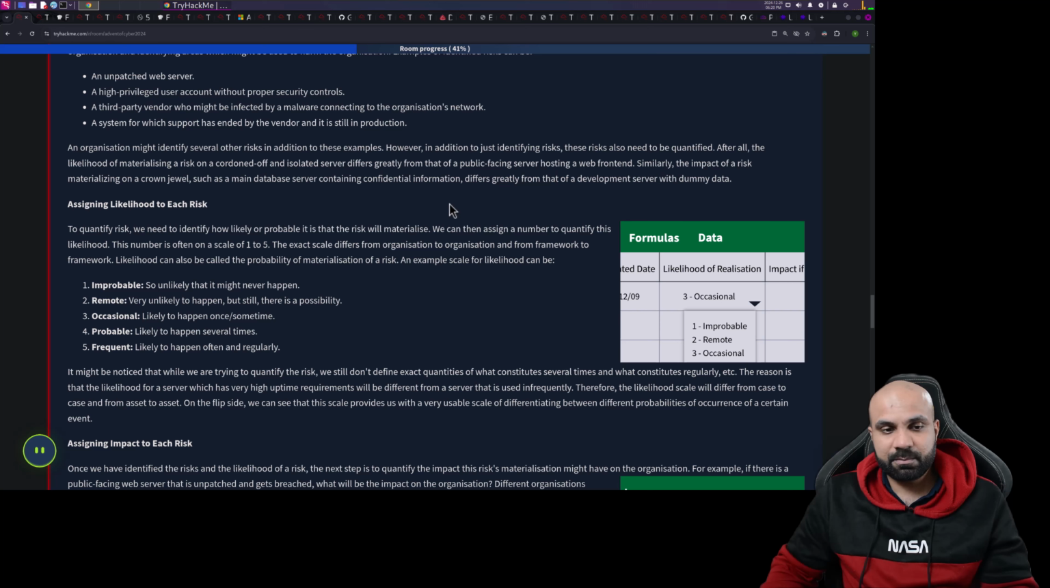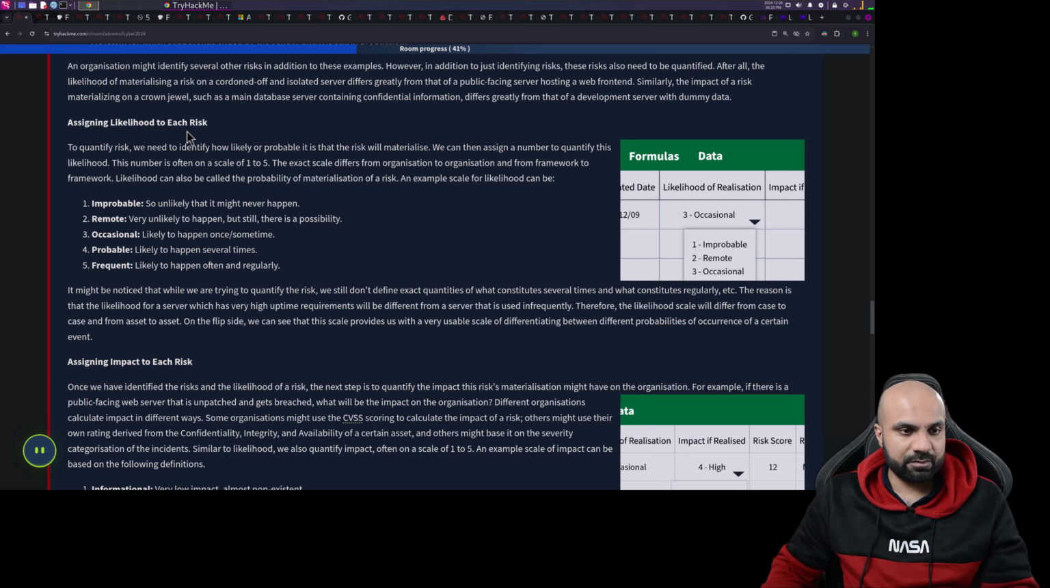Okay, similarly, the impact of a risk materialized on a crown jewel such as a main database server containing confidential information differs greatly from that of a development server with dummy data. That is very true. Assigning the likelihood to each risk. To quantify risk, we need to identify how likely or probable it is that the risk will materialize. We can then assign a number to quantify this likelihood. This number is often on a scale of 1 to 5. The exact scale differs from organization to organization and from framework to framework. Likelihood can also be called the probability of materialization of a risk.